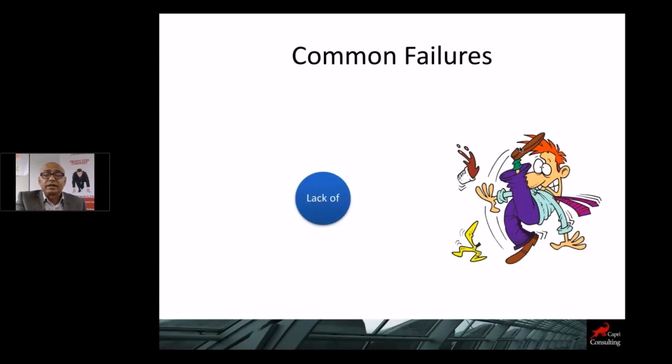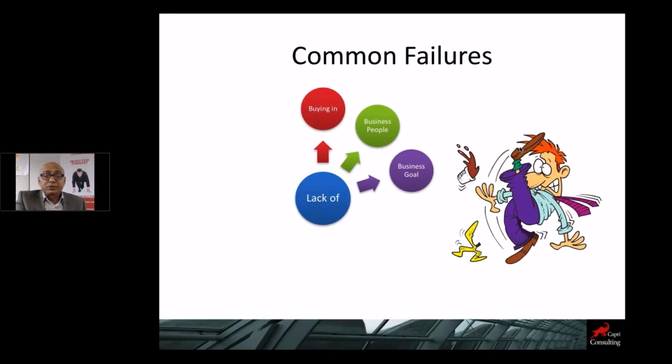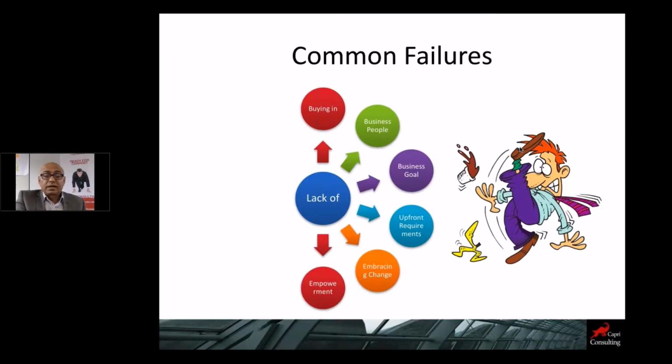Seriously, in any organization, a serious lack of buy-in from people, about why this change is happening. Another reason is that there are no business people available to support you. It could be a lack of business goal or an ambiguous goal. Typical upfront requirements, people writing and designing all those things, can cause problems. Accepting change or adapting to change can be another reason why it fails.